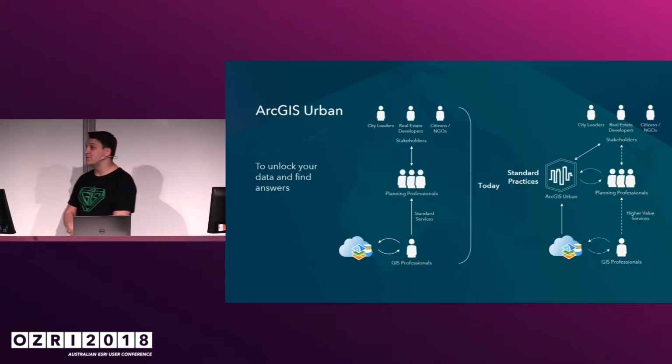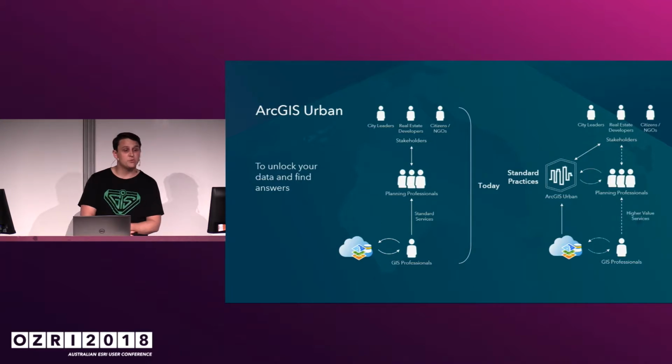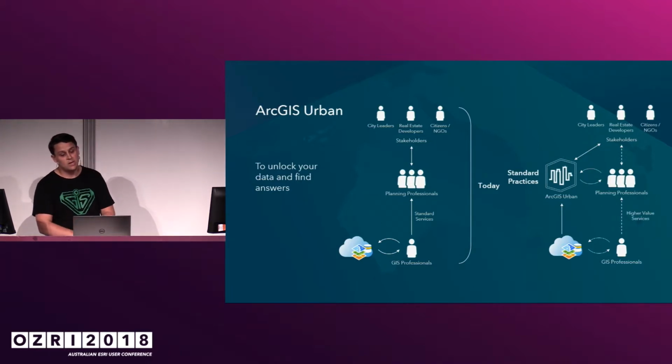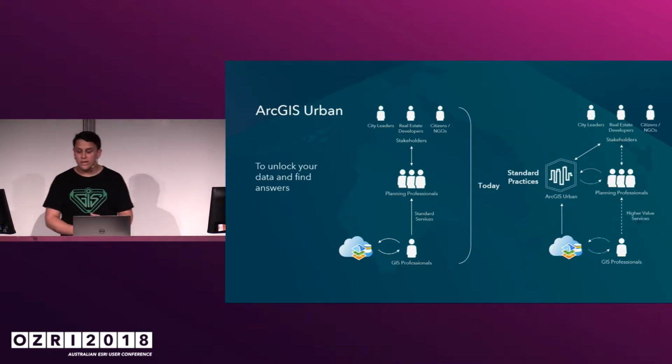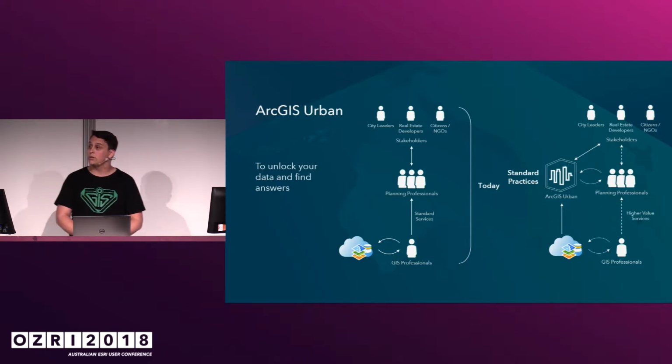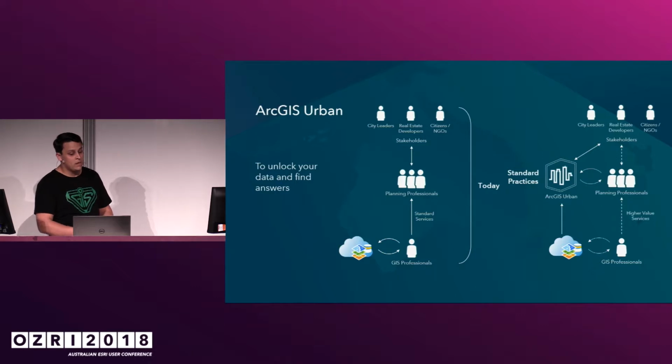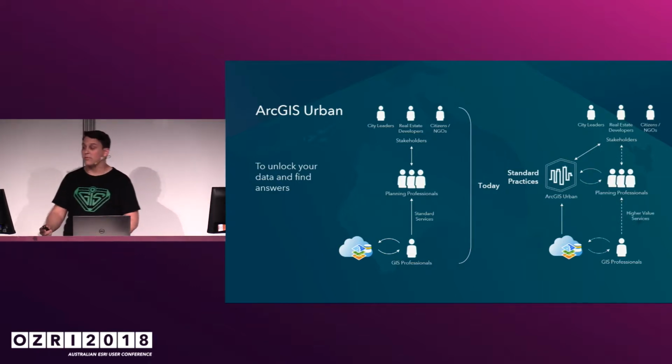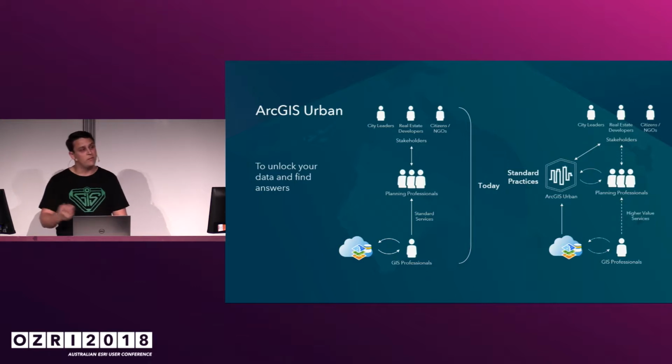Esri's objective is to relieve many of the pressures experienced by both GIS professionals and planning professionals. ArcGIS Urban will be used to consolidate what we call standard practices, giving practitioners and stakeholders access to the tools they need to support their work. Therefore, relieving pressures on GIS professionals to provide access to up-to-date data and enabling them to focus more on providing higher value, more advanced services.